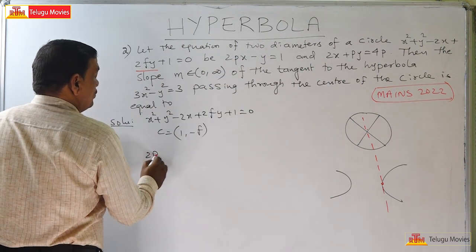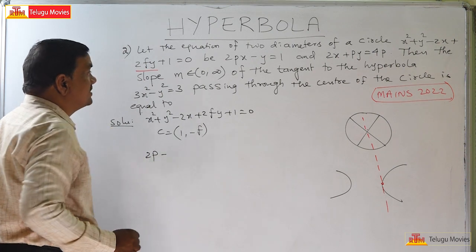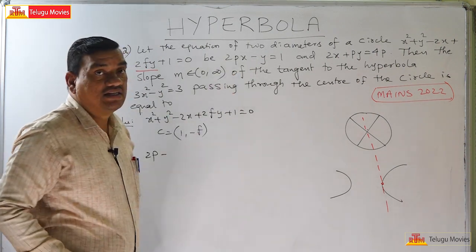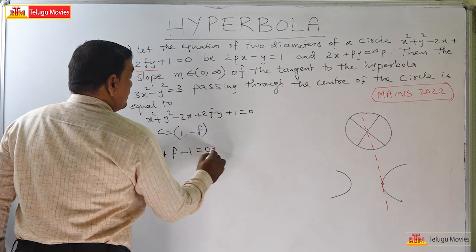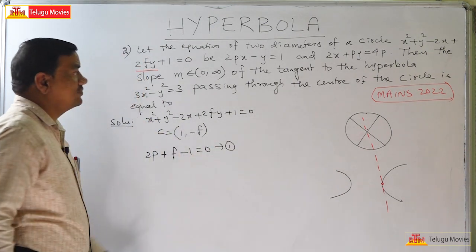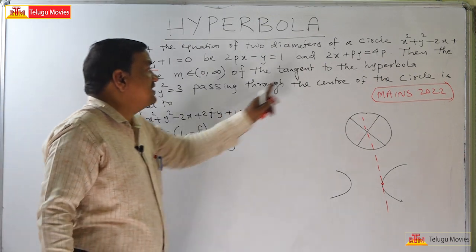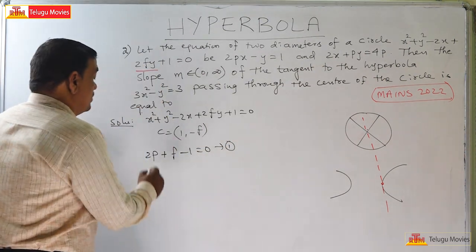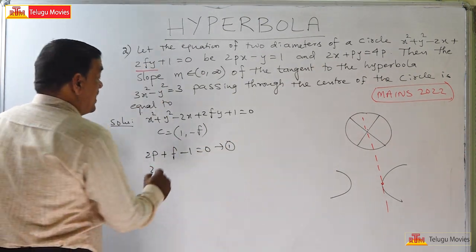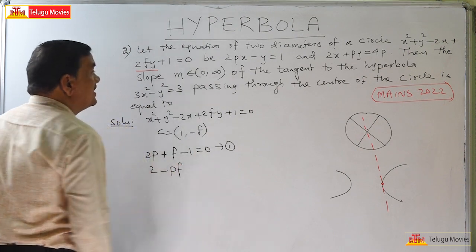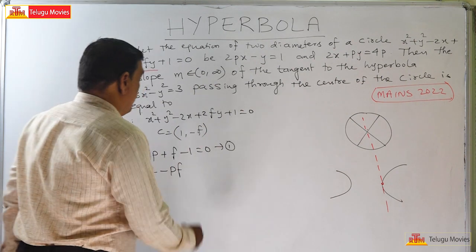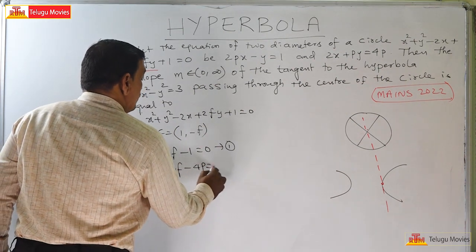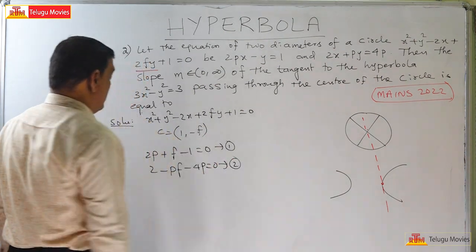So this is equal to 2p minus the y value, which is minus f, that is plus f. Bring that minus 1 to this side. Call it equation number 1. For the second equation, in place of x, substitute 1. So that is equal to 2 minus pf, because the y value is minus f, minus 4p is equal to 0. Call it the second equation.